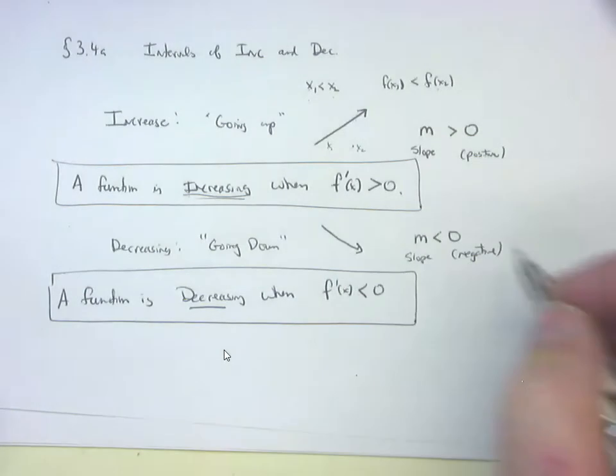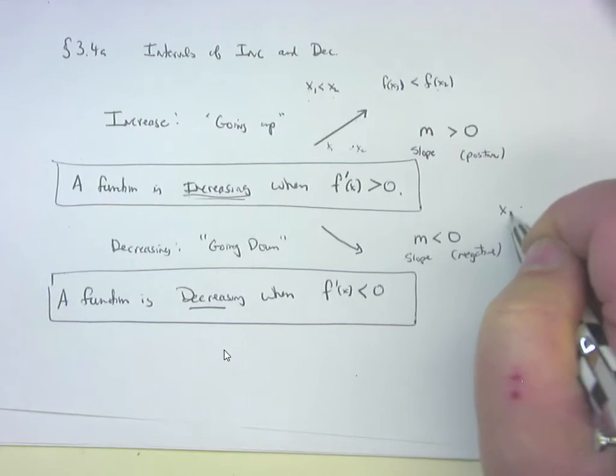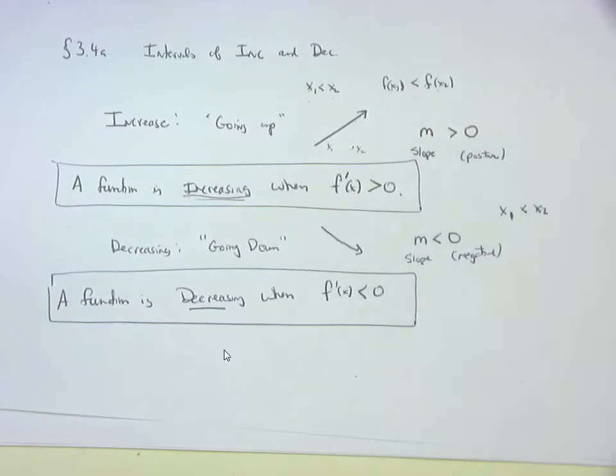However, in terms of decreasing, I would give you 2 points, x1 and x2, and x1 came first, so it's less than x2.